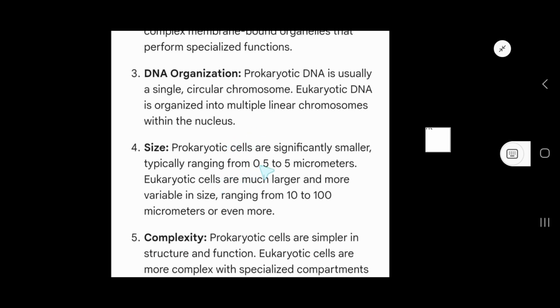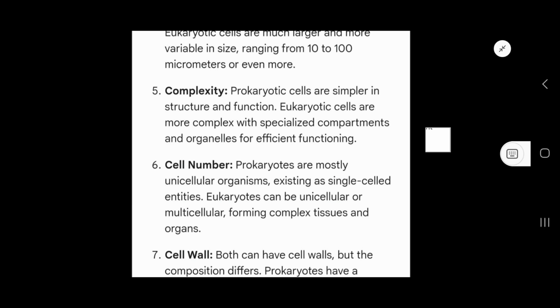4. Size. Prokaryotic cells are significantly smaller, typically ranging from 0.5 to 5 micrometers. Eukaryotic cells are much larger and more variable in size, ranging from 10 to 100 micrometers or more.